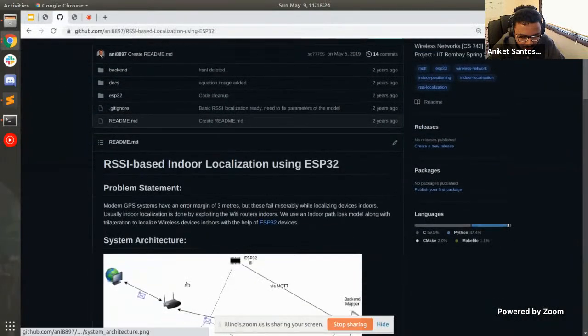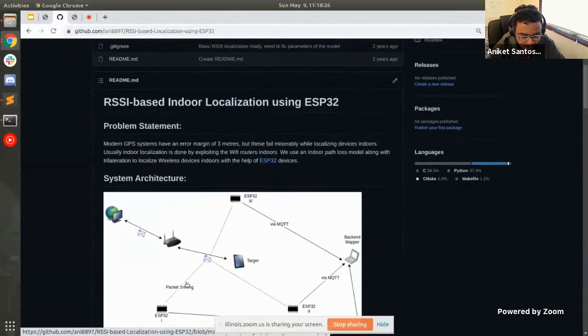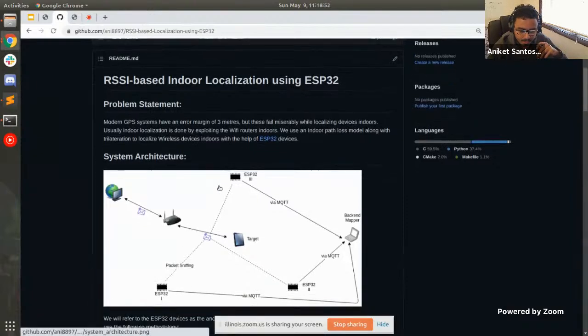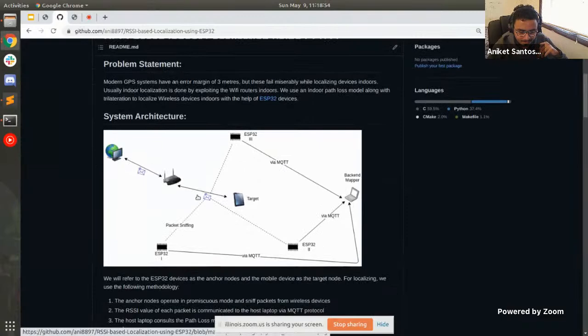Just to give you some context about it, we know that modern GPS systems have an error margin of 3 meters outdoors, but these fail miserably when we want to localize devices indoors. So to achieve indoor localization, we can use existing Wi-Fi signals to localize what is happening in the internal environment. Here you can see that there is this router, which is in our local network, and this is our whole setup.